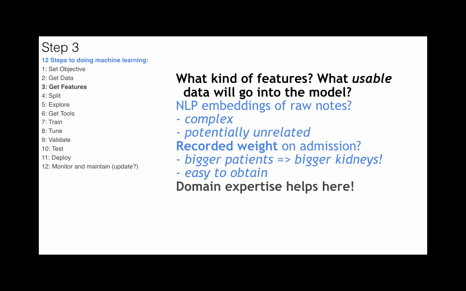So we have complicated types of data in our EMR. Free text, where we need natural language processing techniques to build models and to figure out what it's actually saying. We also have very simple structured data like weight, height, things that intuitively make sense to us that are going to be predictive of kidney length in a patient.